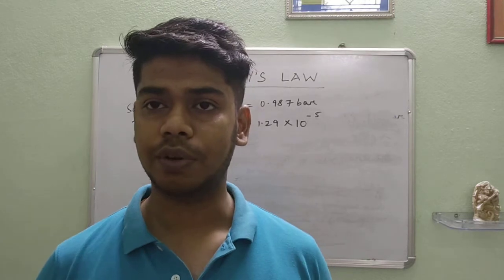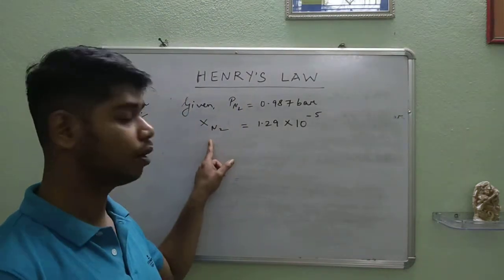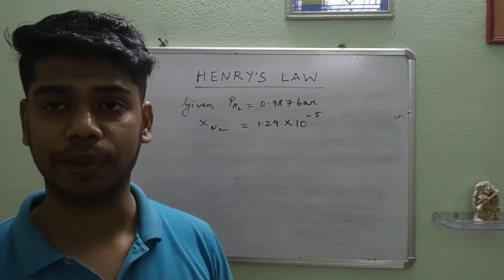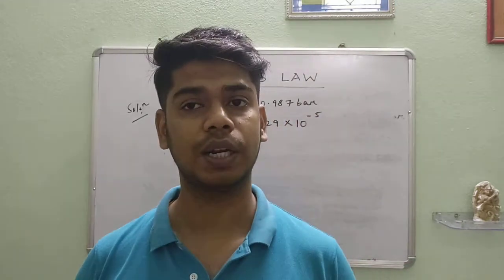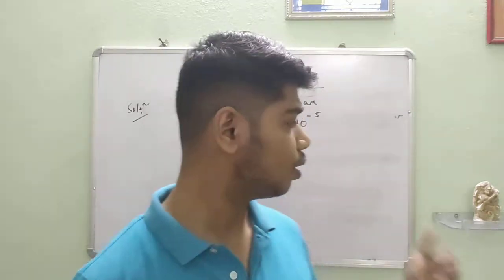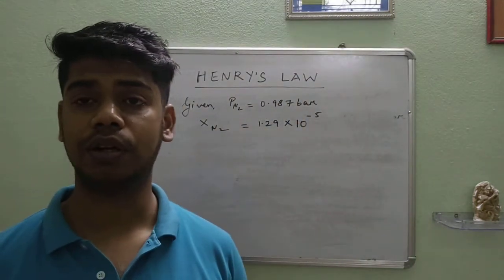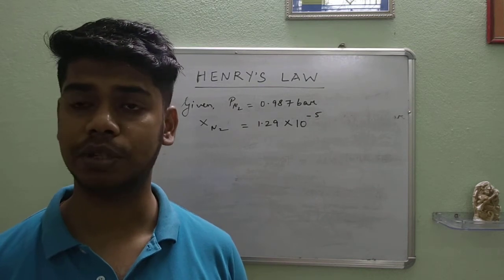Now from here we have to find out the number of millimoles of nitrogen that is dissolved. To find that, we have to remember the definition of mole fraction. What is the definition of mole fraction? It is the number of moles of one component divided by the number of moles of all the components present in a solution. In this particular case we have got a binary solution.